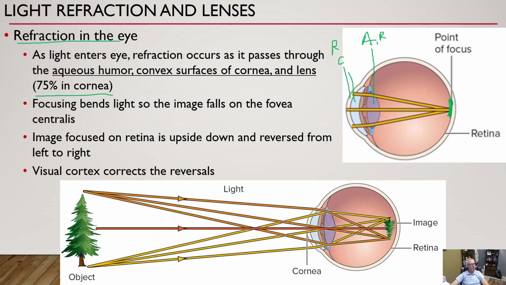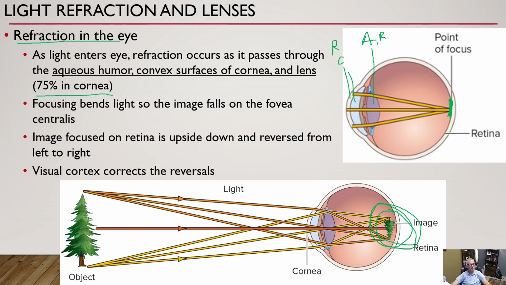Actually, what we see is that because of all the bending and the refraction and the accommodation, the image that's actually projected is an upside down image and a left to right flip-flopped image. But our brain knows that, we don't see the world upside down and left to right flipped, so our brain reverses that image and we actually see the world correctly.